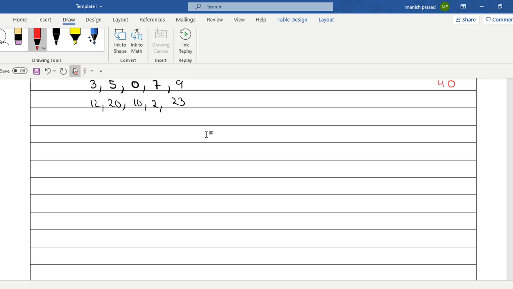The weights of 35 persons are given below. Next line.